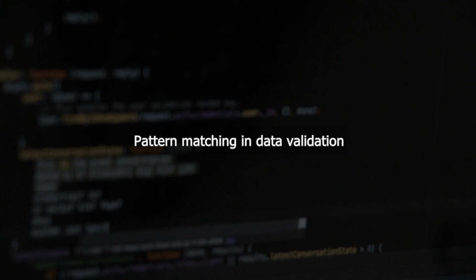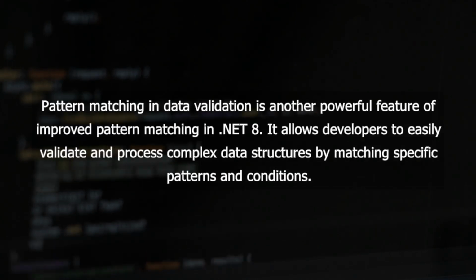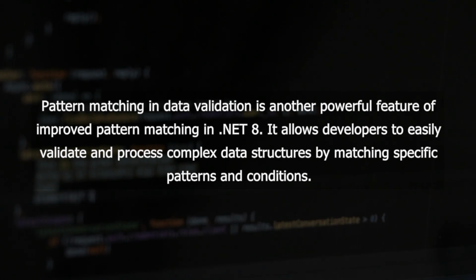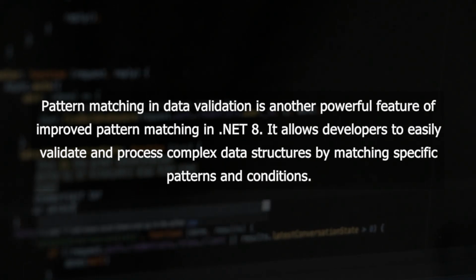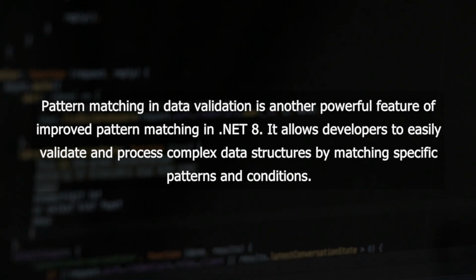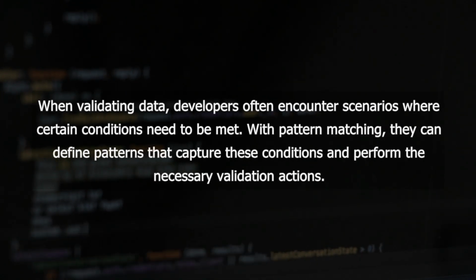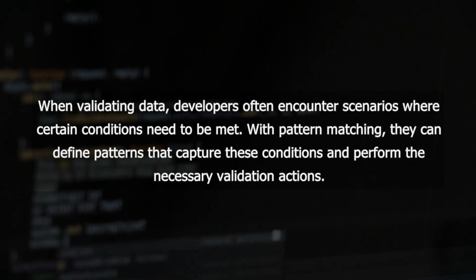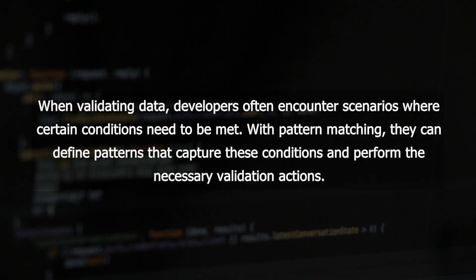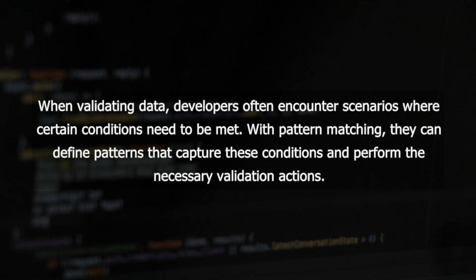Pattern matching in data validation is another powerful feature of improved pattern matching in .NET 8. It allows developers to easily validate and process complex data structures by matching specific patterns and conditions. When validating data, developers often encounter scenarios where certain conditions need to be met. With pattern matching, they can define patterns that capture these conditions and perform the necessary validation actions.